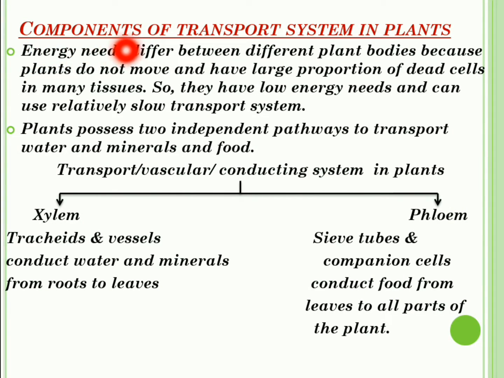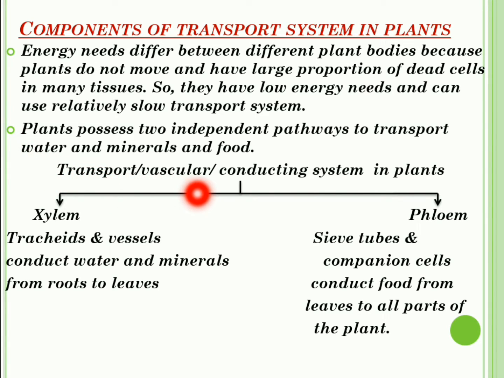What are various components of transport system in plants? Students, energy needs differ between different plant bodies because of two reasons. One, plants do not move, they are stationary, they are fixed at one place. Secondly, they have large proportion of dead cells in many tissues. So due to these two reasons, plants have low energy needs and can use relatively slow transport system. Plants possess two independent pathways to transport water and minerals and food from one part of the plant to the other.